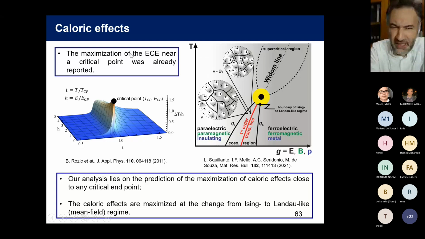Although the maximization of the so-called electrocaloric effect near a critical point was reported many years ago by Rotzik and fellows in 2011, we have demonstrated in this Material Research Bulletin paper that close to any critical endpoint, not at the critical point but close, we have the maximization of the caloric effect due to the entropy accumulation in that region.